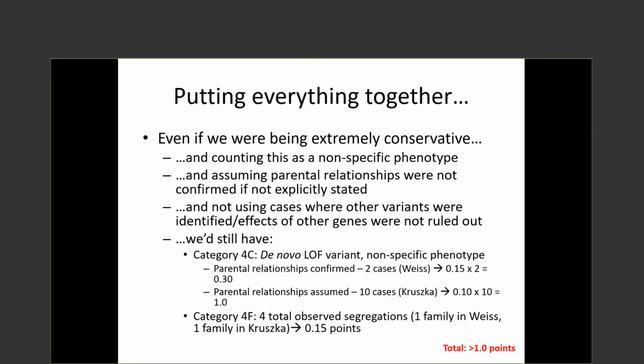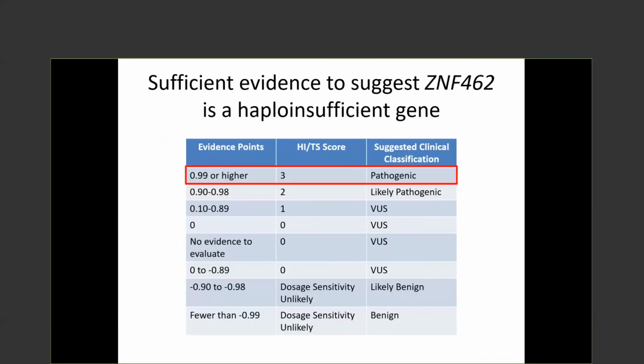So when you put everything together, even if you were being extremely conservative and counting this as a nonspecific phenotype, and assuming the parental relationships were not confirmed if that was not explicitly stated, and not using the cases where other variants were identified and the effects of other genes could not be ruled out, we'd still have at least 2 de novo cases with parental relationships confirmed, at least 10 cases with parental relationships assumed, and 4 total observed segregations, giving you plenty of evidence to give this a haploinsufficiency score of 3, as shown here.